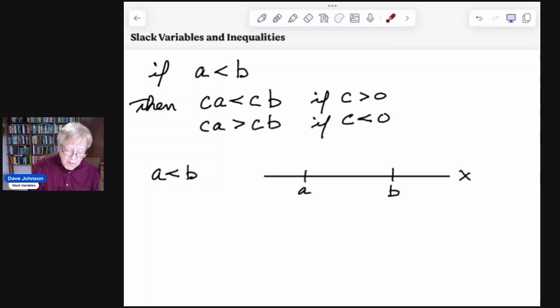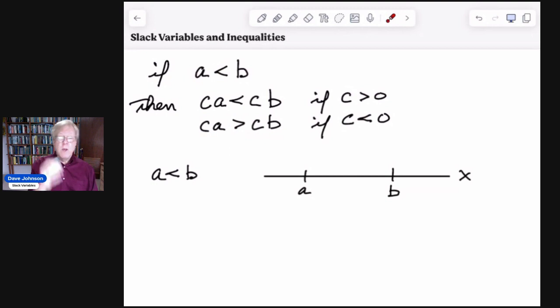So when you multiply both sides of an inequality by a positive number, the direction of the inequality does not change. And this is going to be true whether it's a less than or whether you're starting with a greater than. On the other hand, if your c, the number that you're multiplying both sides by, is less than zero, if it's negative, then you have to change the direction of the inequality. So less than becomes greater than. Or if this were greater than, then greater than would become less than.